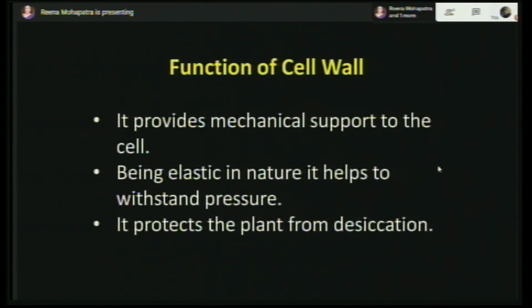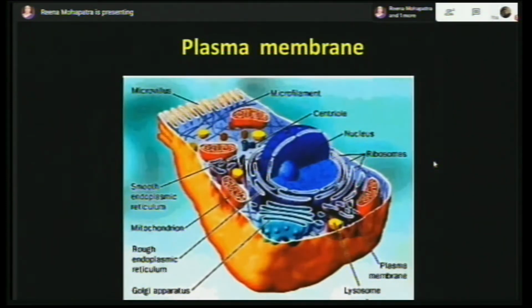So next we'll come to plasma membrane. Plasma membrane is present in all the cells, whether it is plant, microbes or animals. Everywhere plasma membrane is present. In case of animals, plasma membrane is the outermost layer. But in case of plants, plasma membrane is just next to cell wall.